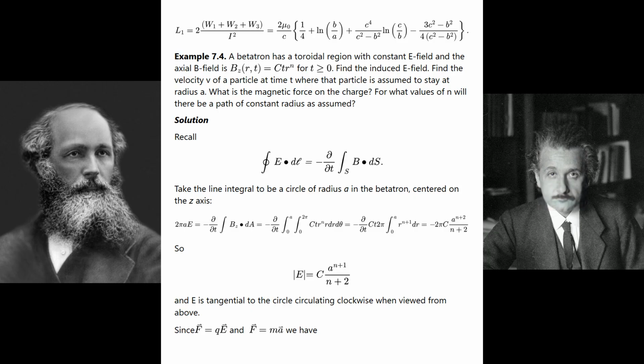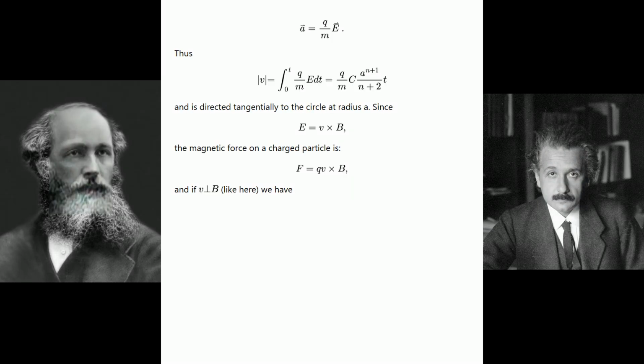Solution. Recall the equation shown. Take the line integral to be a circle of radius a in the betatron, centered on the z-axis. And E is tangential to the circle, circulating clockwise when viewed from above. Since F vector equals qE vector and F vector equals ma, we have the following. And it is directed tangentially to the circle at radius a.